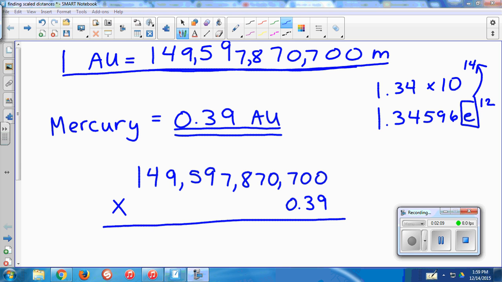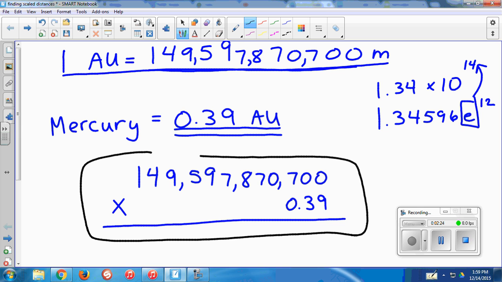Okay, so we figured out that it is 58, sorry, I lost my number because I had to change the screen, but 58 billion something, okay? And all we did was we opened up our iPad, we typed in Google this equation, because this is how many meters are in an astronomical unit, and this was how many astronomical units Mercury is away from the sun.